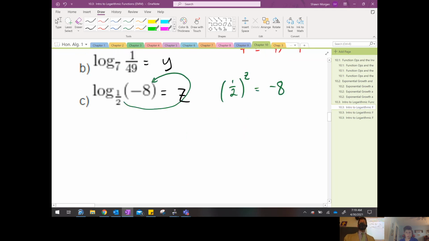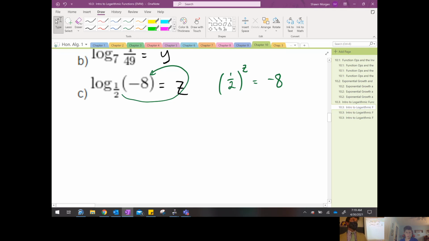So then we came to part C right here, and I left you off with a little bit of a cliffhanger. Dun, dun, dun, right? And so we said, well, 1/2 to what power? So we just called it Z. 1/2 to what power equals -8?